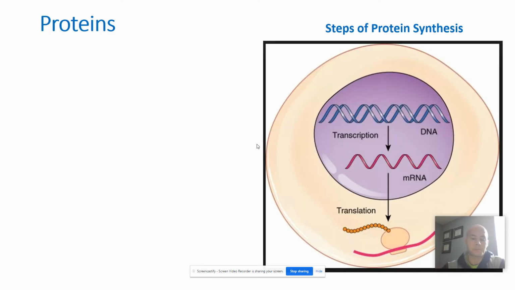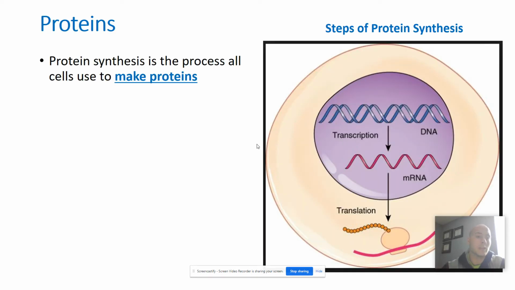So to get started, proteins. Protein synthesis is the process all cells use to make proteins. Again, proteins are our most diverse macromolecule. They do a ton of different things, including giving us our traits that we have. Now, again, that central dogma, going in the steps of protein synthesis, we have our DNA here in our nucleus. We go through transcription to create our mRNA, our messenger, and then we go out into the cytoplasm for translation, which is going from RNA to that protein aspect.